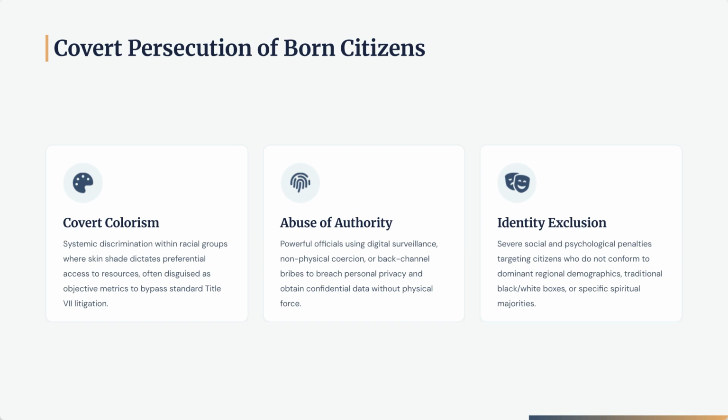Born citizens can face covert persecution, including systemic discrimination through covert colorism, abuse of authority using digital surveillance, and identity exclusion resulting in severe social and psychological penalties. This covert persecution leads us into the domestic judicial maze. We examine how systemic legal doctrines shift from protecting citizen rights to insulating municipal systems from liability.